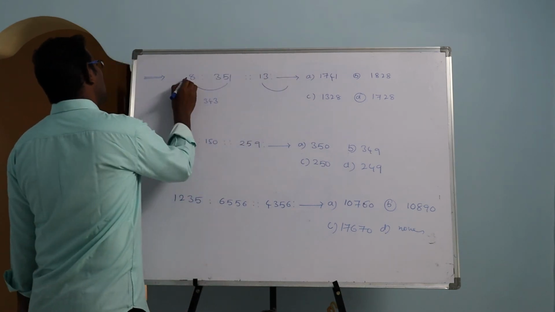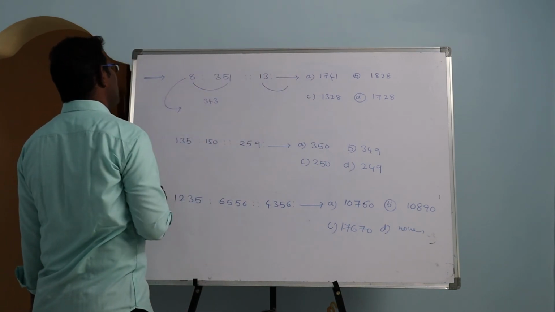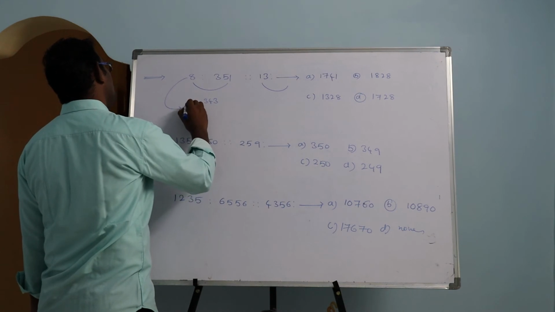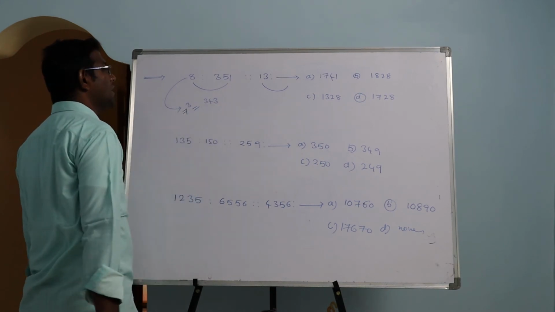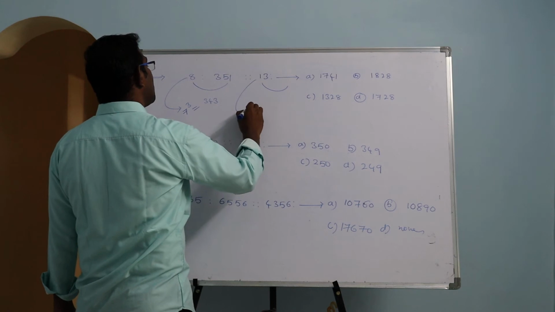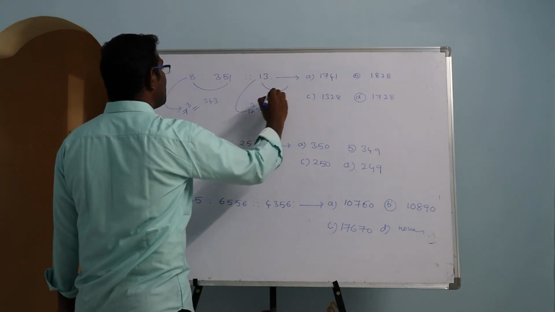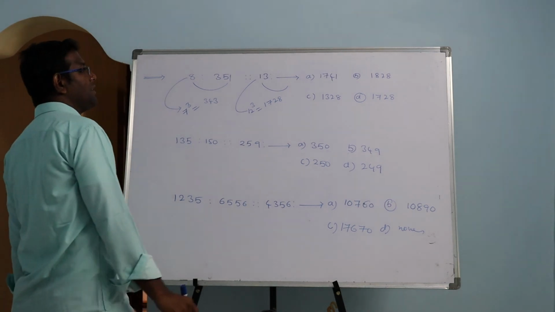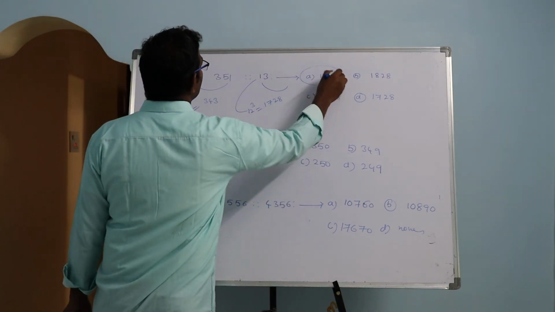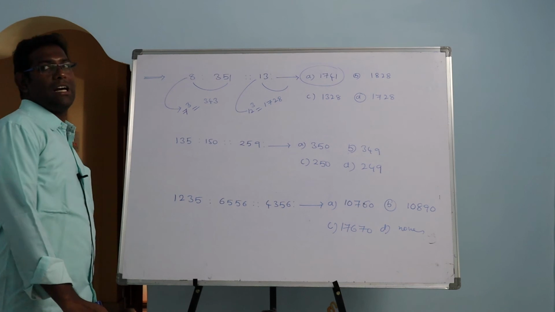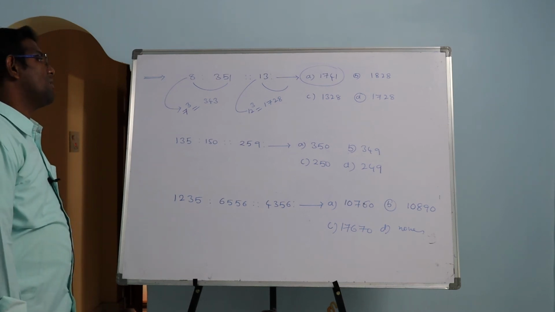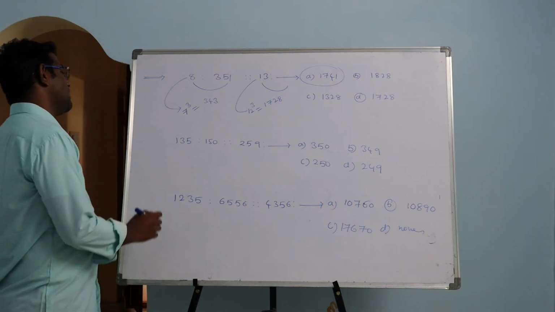Right, what about it? 8, the number before it is 7. What about 7 cube? 343. 13, the number before it is 12. What about 12 cube? 12 cube means 1728. 13 plus 1728, your answer goes to 1741. 1741 is the right answer.